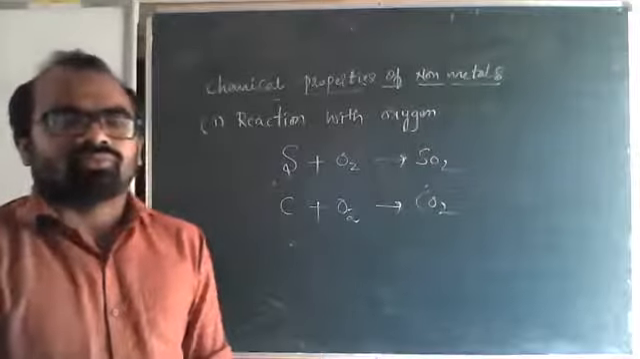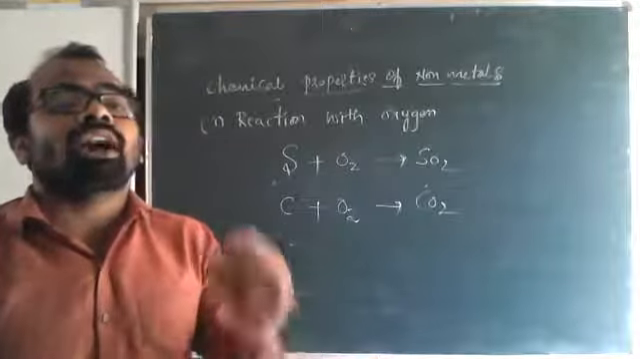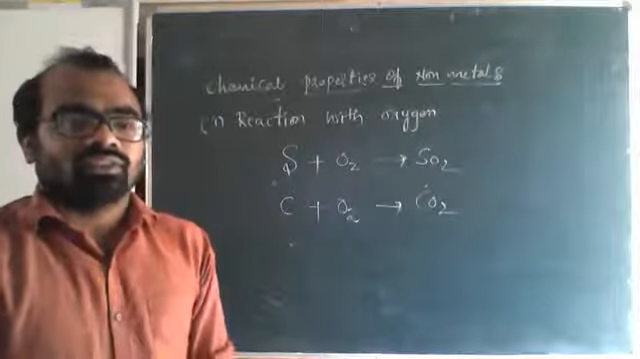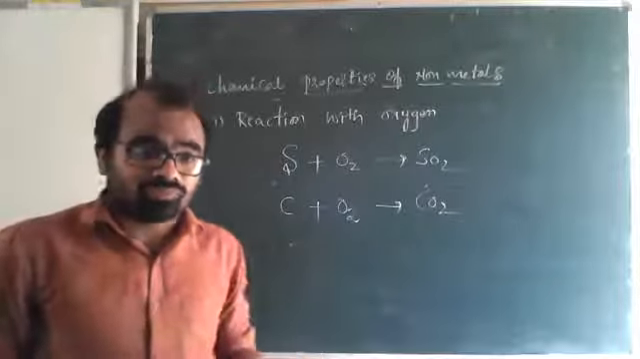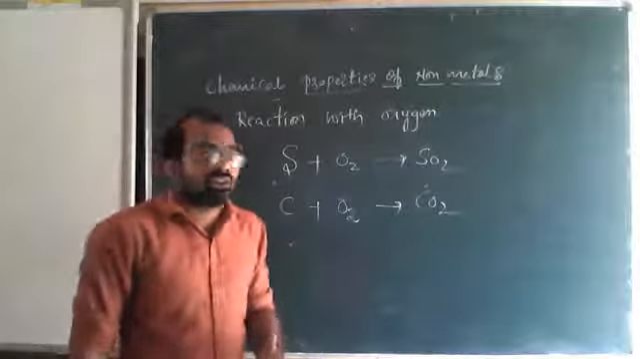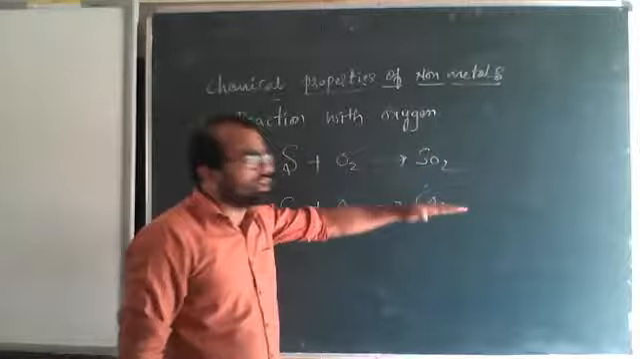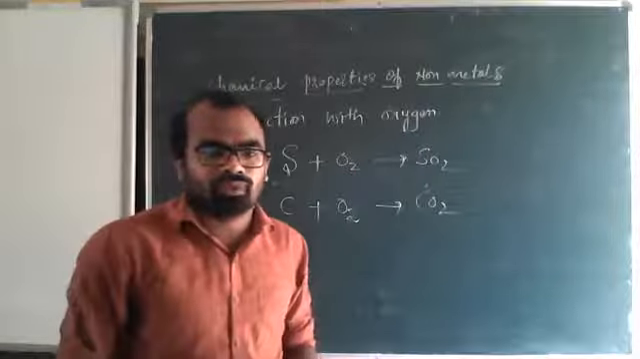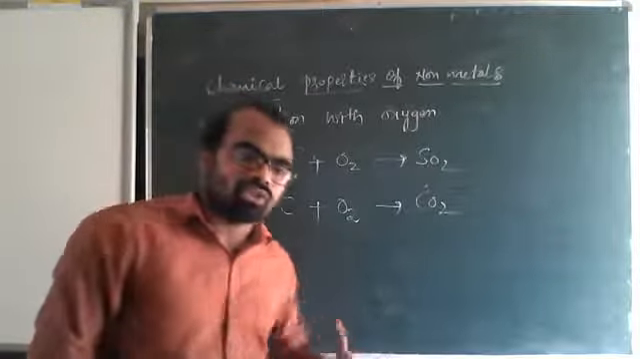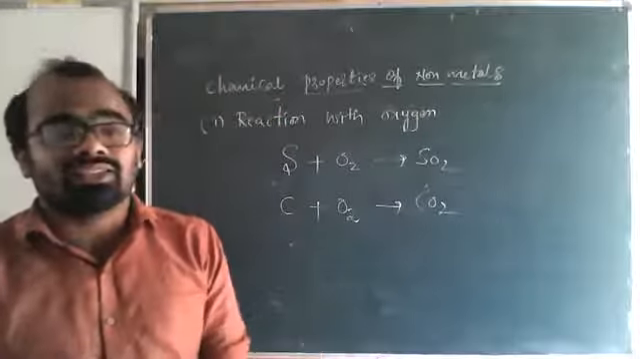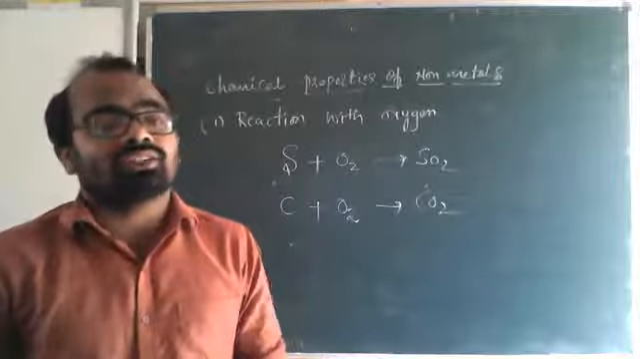Reaction with oxygen. Non-metals react with oxygen to form non-metallic oxides. These non-metals are reacting with oxygen to form non-metal oxides. These are usually acidic in nature. Metallic oxides are basic in nature, whereas non-metallic oxides are acidic in nature. You should understand this. How do we know which is acidic and which is basic?